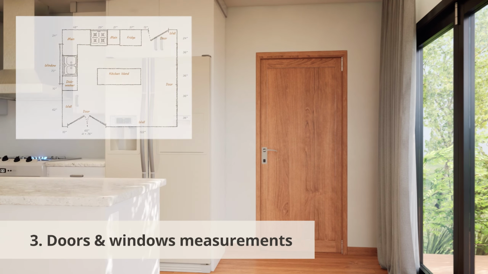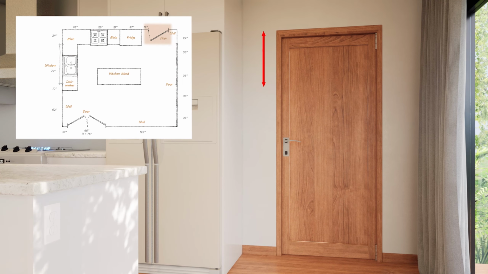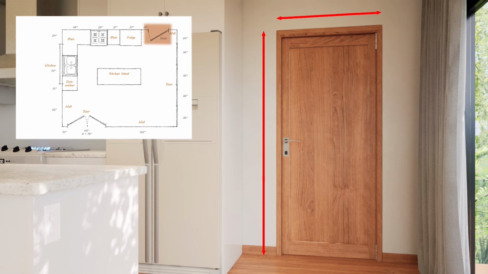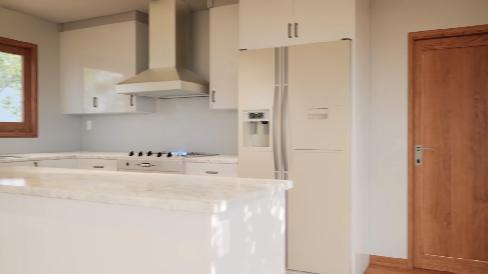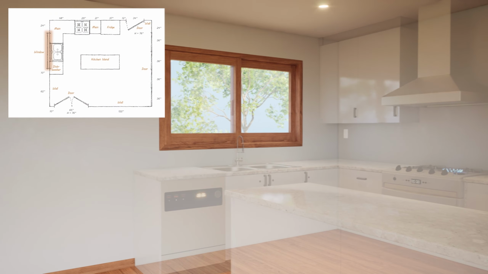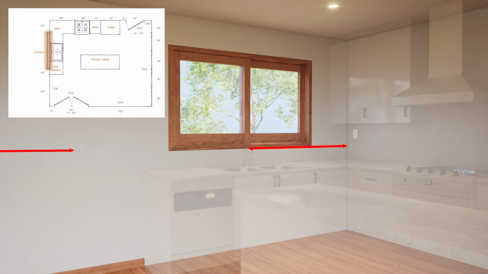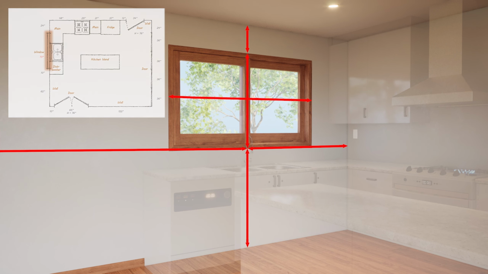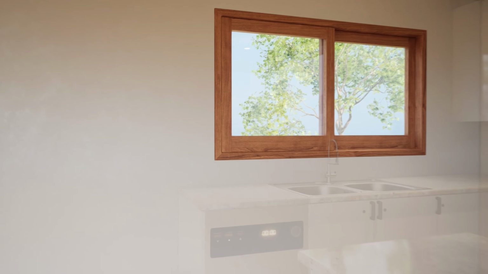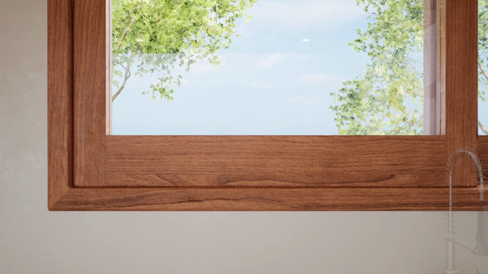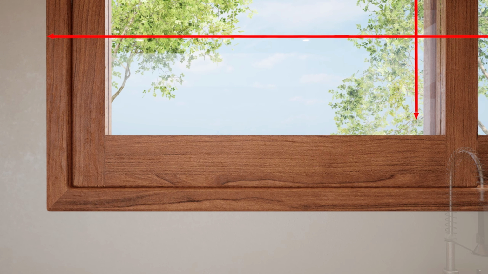If there are doors, measure the length and width of each door. If there are windows, measure the location of each window by measuring from the wall to the center of the window on each side. Also measure from the floor to the bottom of the window and the ceiling to the top of the window. Make sure to include the trim or casing for doors and windows in the overall measurements that you record.